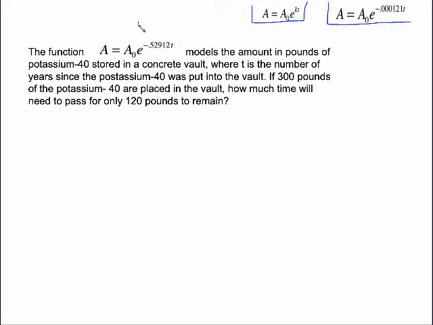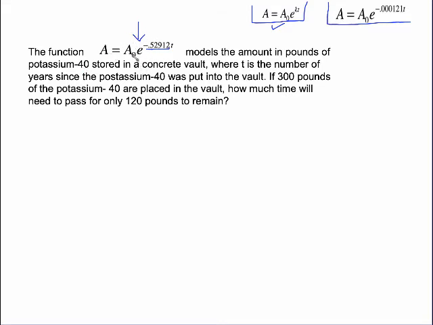This is a different function. Each function is based on this formula, but it has a different k value. Where that k value comes from has to do with what the half-life is of that particular material. In this case, we're talking potassium-40. You are given this formula.